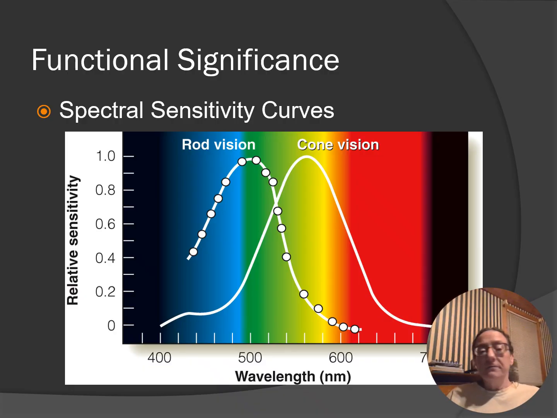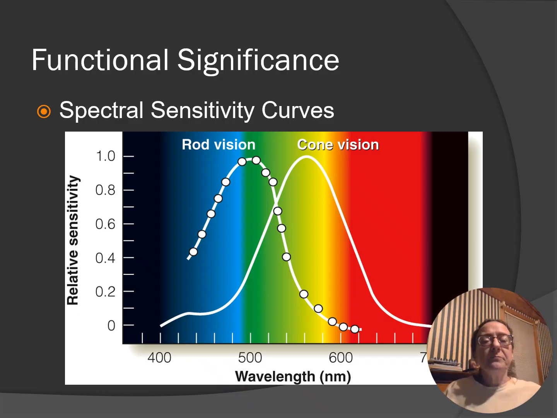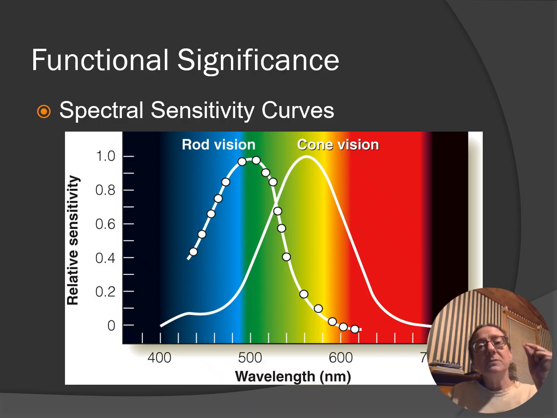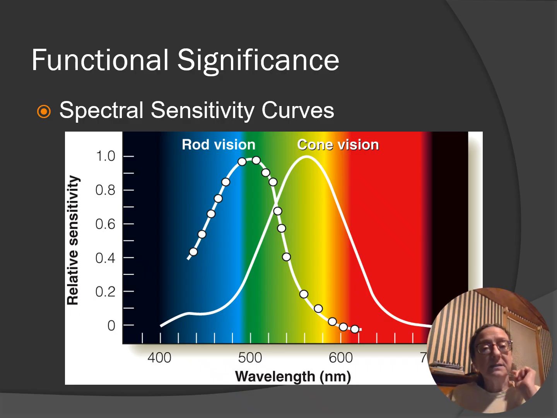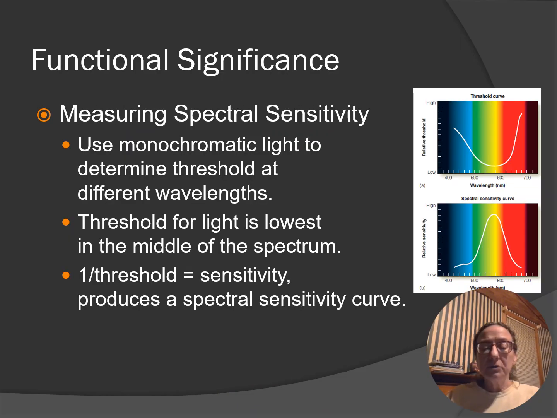Okay, and the next part of functional significance is to look at how the cones give us color vision. I'm going to start by introducing the concept of a spectral sensitivity curve, where we look at the sensitivity of, in this case, rods and cones. Rods have their maximum sensitivity at about 498 nanometers, and cones have their maximum sensitivity at about 560 nanometers. That is an estimate from your author, and we're going to look at where that estimate comes from.